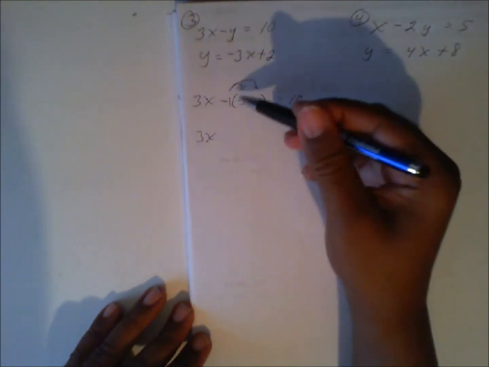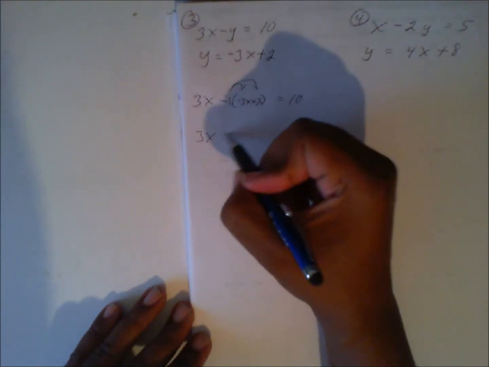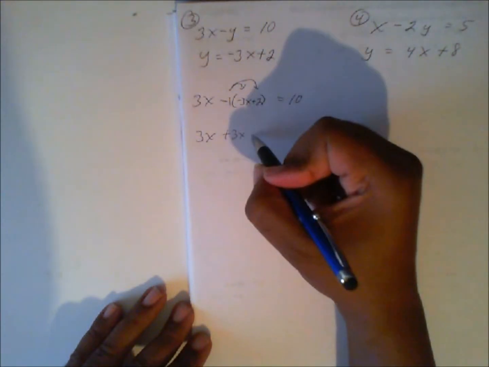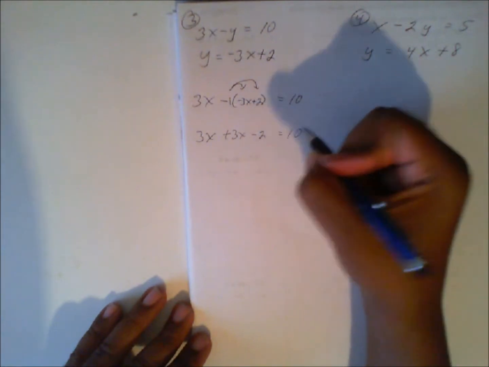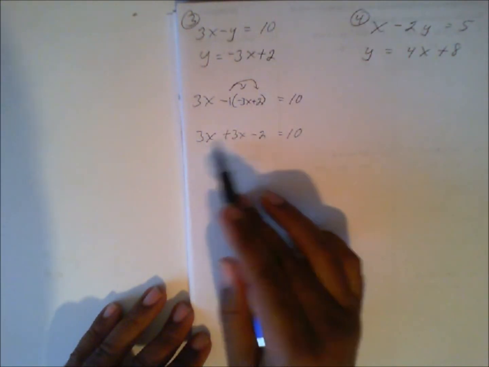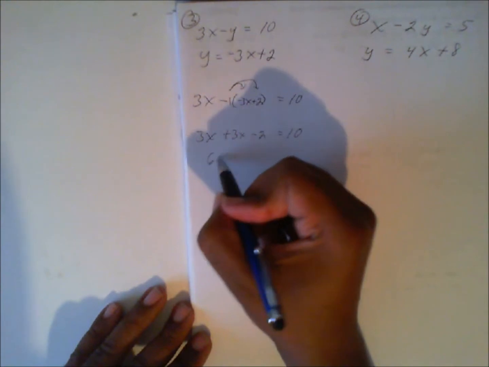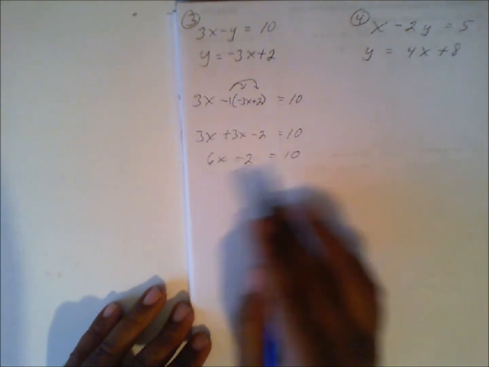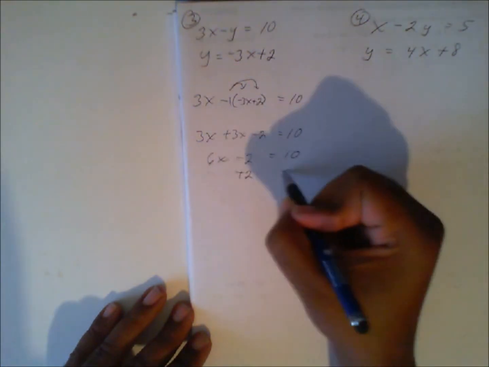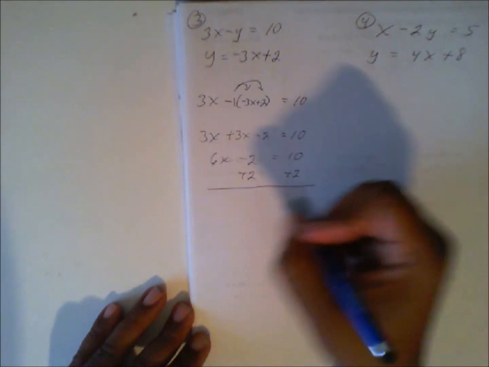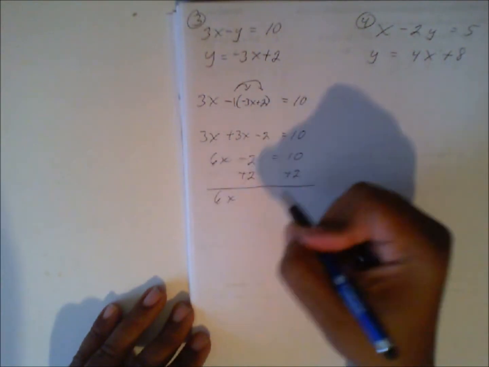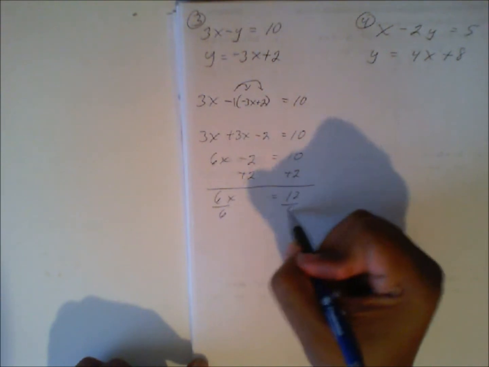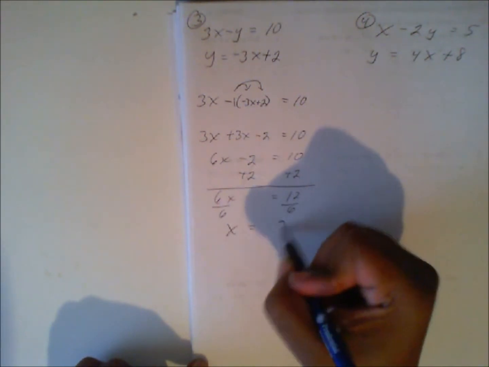So 3x, and negative 1 times negative 3x gives us positive 3x. Negative 1 times positive 2 gives us negative 2. And that's all equals 10. Then we're going to collect the 3x's together. That'll give us 6x minus 2 equals 10. Then we're going to add 2 to both sides. And this will give us 6x, these cancel, equals 12. Now divide by 6, and we end up with x equals 2.